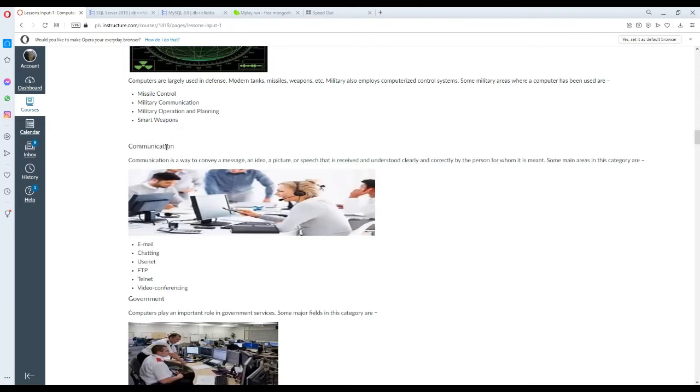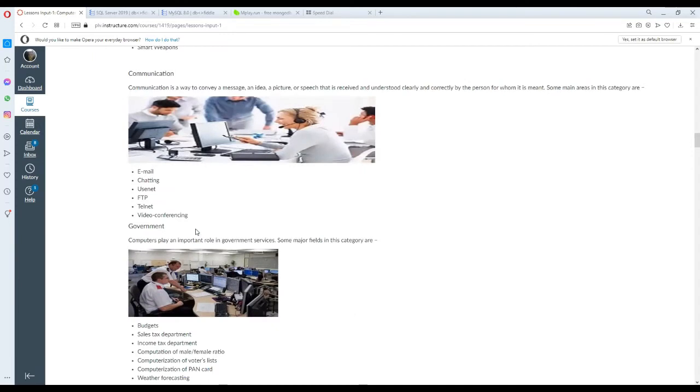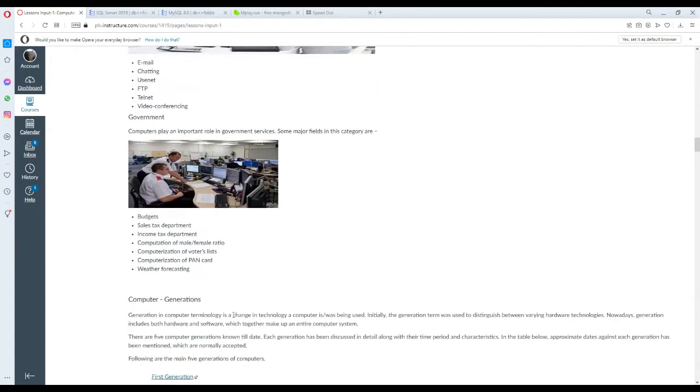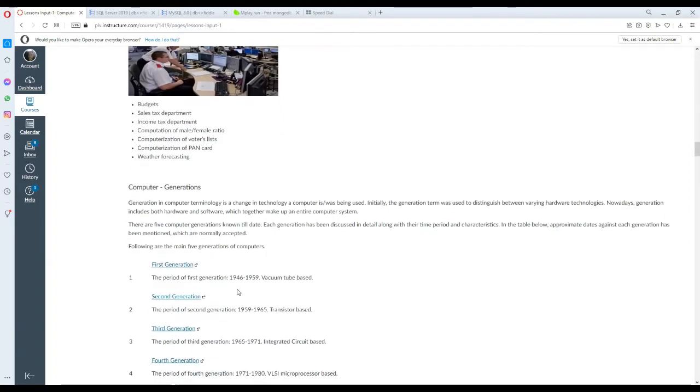Computers have also been used to enhance the form of communication, such as email, chatting, online learning, video conferencing, such as the use of Zoom, Google Meet, and the likes. It's also used by the government to enhance the processes in their different departments. Okay.